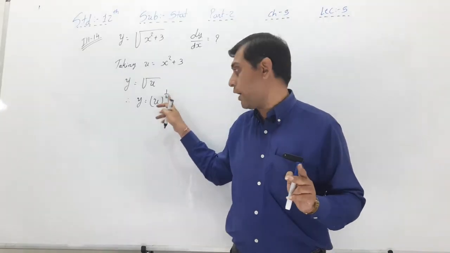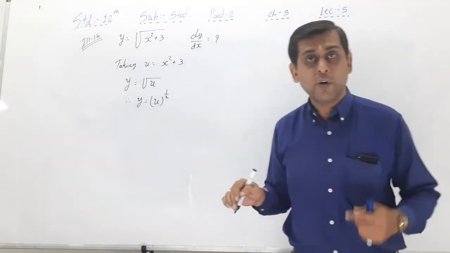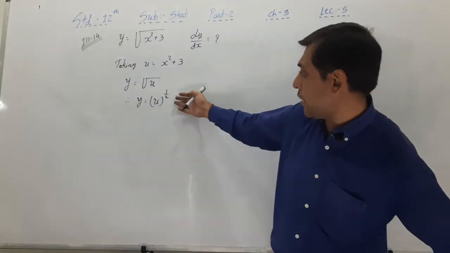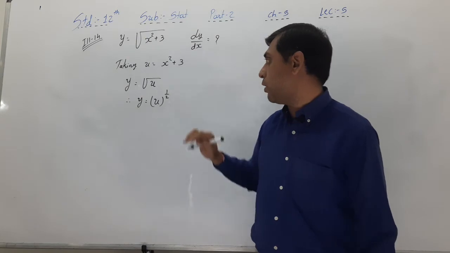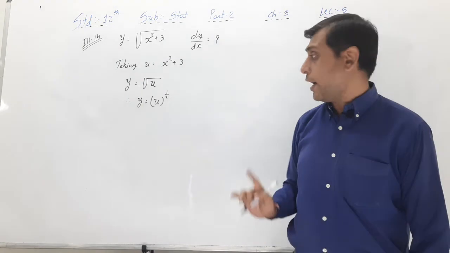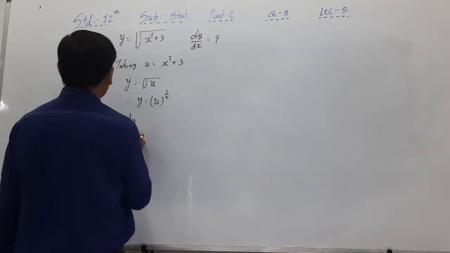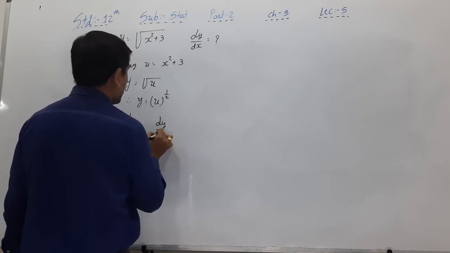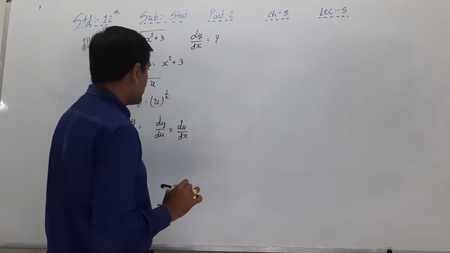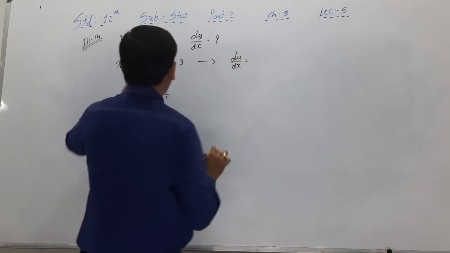When it is a cube root, we write 1 by 3 as a power. When it is a fourth root, we write 1 by 4 as a power. So here y is equal to u raised to 1 by 2 and u is equal to x square plus 3, and we want dy by dx. What is the formula for dy by dx? Dy by du into du by dx. So first of all we want du by dx. What is that du by dx?